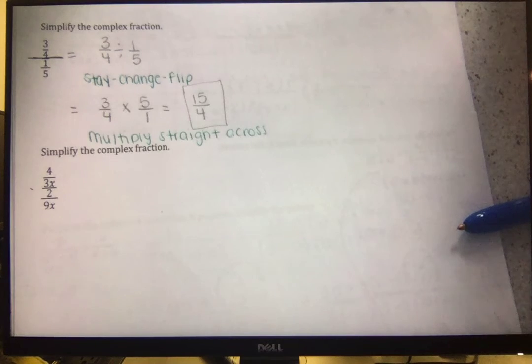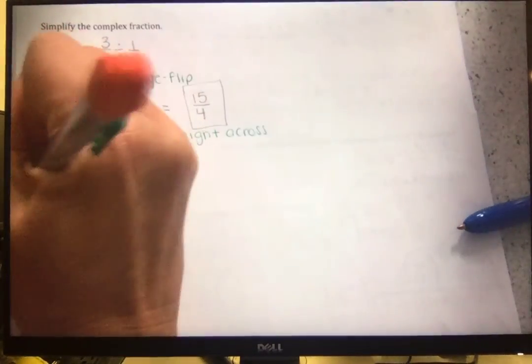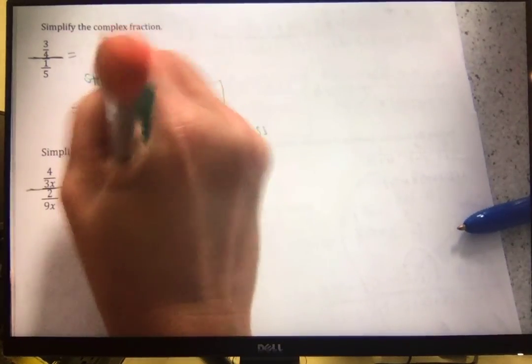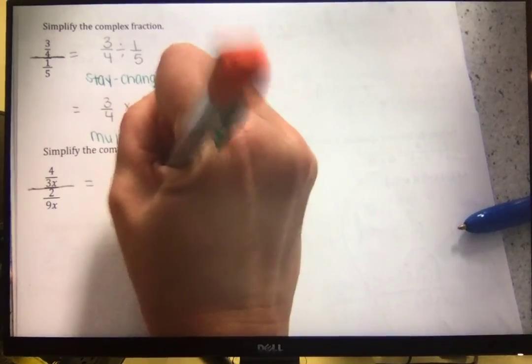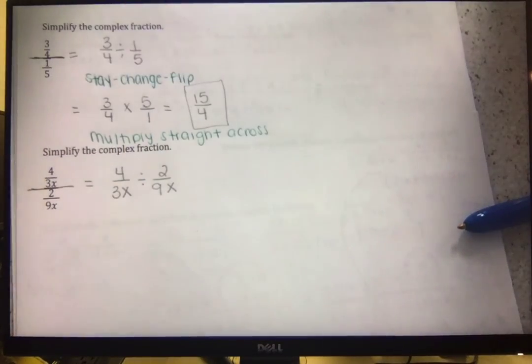Simplifying the complex fraction, 4 over 3x, all over 2 over 9x. So let's just write this as a division problem. So our middle fraction bar, we can write as 4 over 3x divided by 2 over 9x. So now it's a division problem. So now we can just stay, change, flip like we always do.